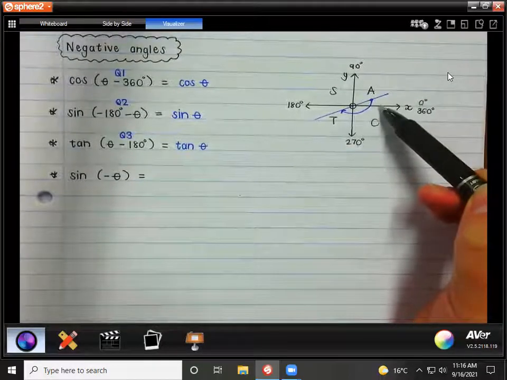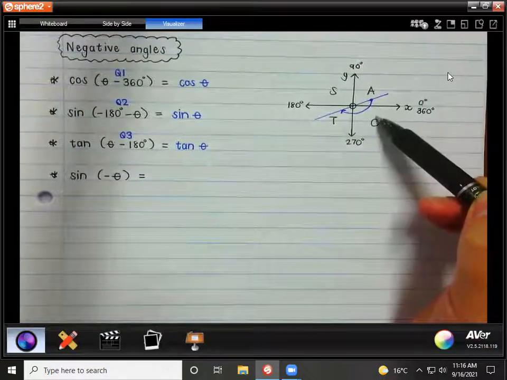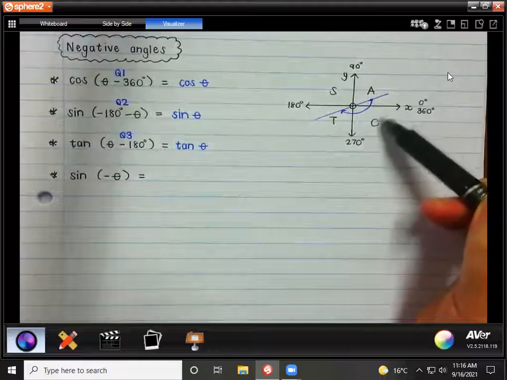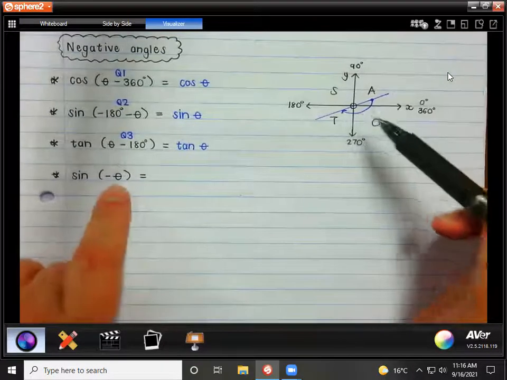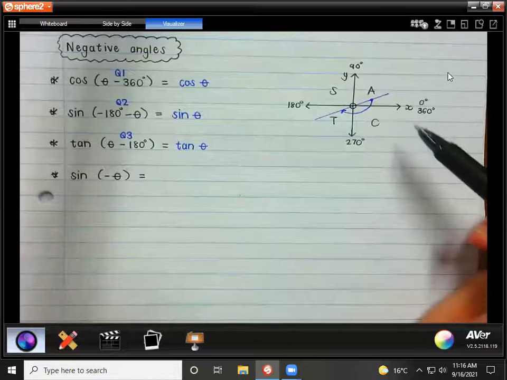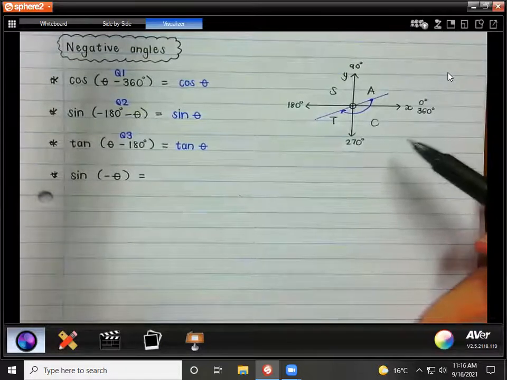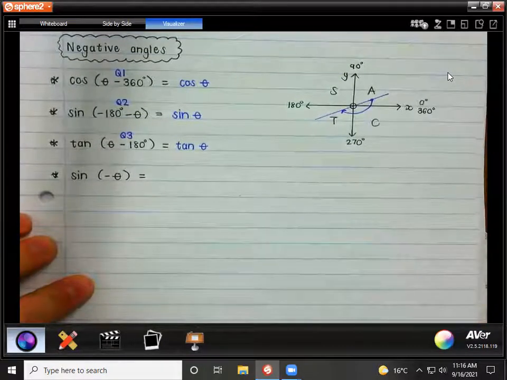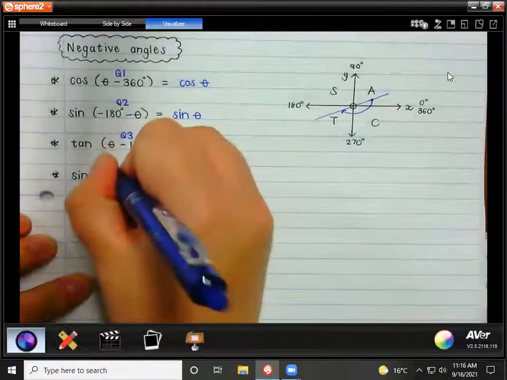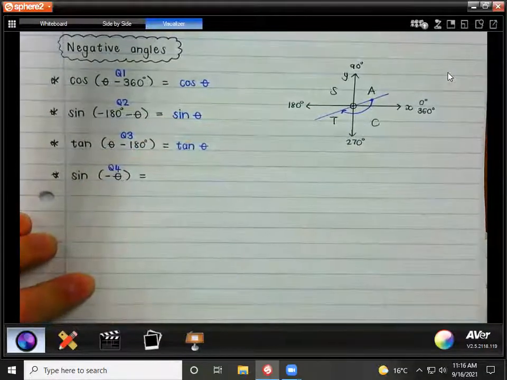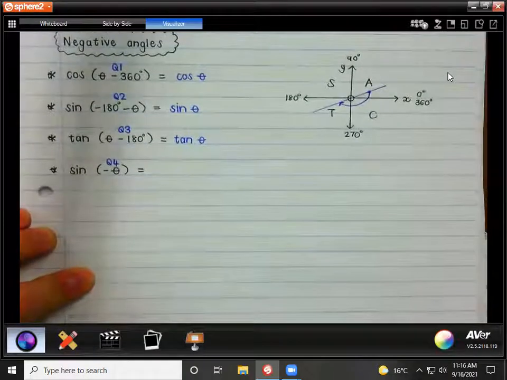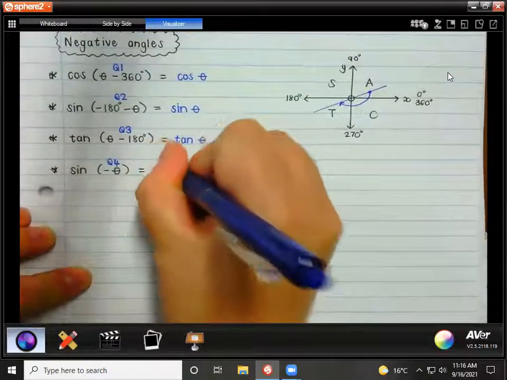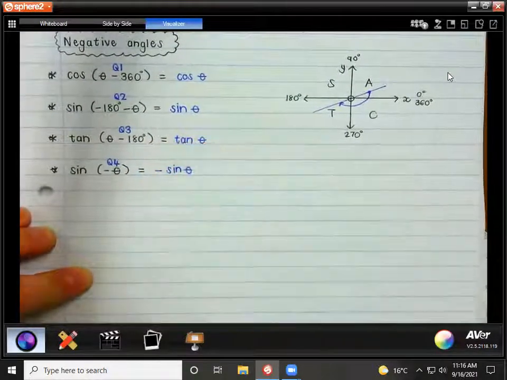You're just moving. Imagine if it's like negative 30. Negative 30 is over here, all right, in the fourth quadrant. Theta is always an acute angle, so you're just moving an acute angle backwards from 0. So that will always land up in the fourth quadrant. What is sine in the fourth quadrant? Negative, so this one becomes negative sine theta.